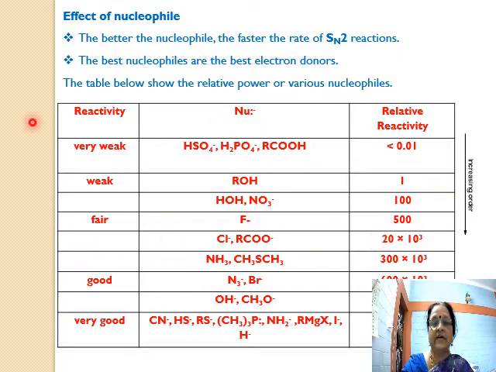Now here I have given the effect of nucleophile. The better the nucleophile, the faster will be the SN2 reaction. The best nucleophiles are the best electron donors. The table is given here. Nobody will ask this table. This is only for your understanding. All you have to know is the better the nucleophile, the faster will be the SN2. So here I have given the list of nucleophiles which are good for SN2 reactions. So you yourself, I think, can make a relative study about this.